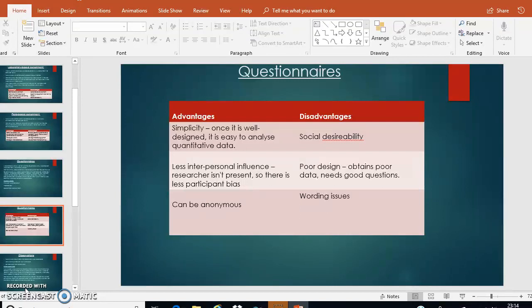Disadvantages, again, social desirability. They might want to appear a certain way to the public, and if they have a poor design, it obtains poor data. It's very important that whoever creates the questionnaire is skilled and knows how to create good questionnaires. And there's also wording issues. Some people who complete the questionnaires might take certain wording differently and get a different idea from it and answer questions in a different way because of this.